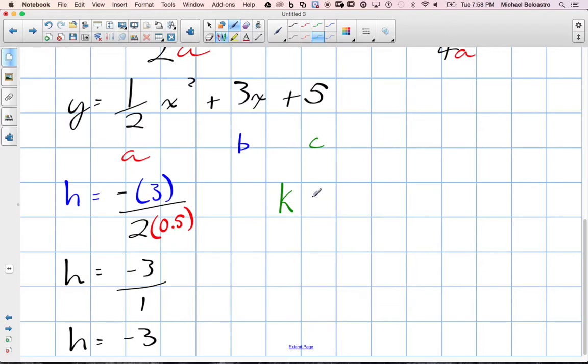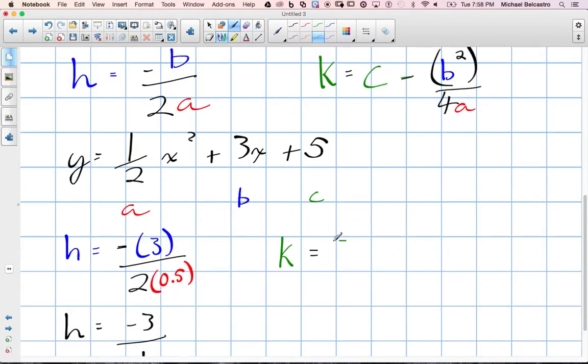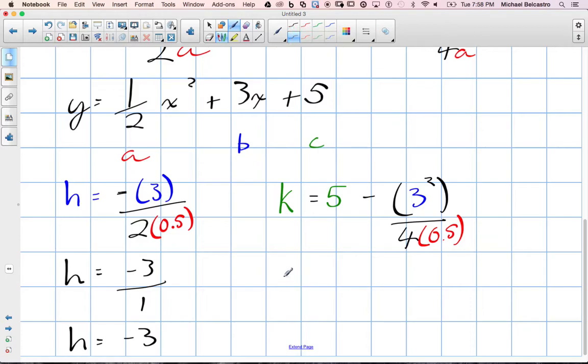K value. A little more complex of a formula. K is equal to the C value. So what's the C value here? 5. Okay, so it's 5. Subtract. What was the B value again? 3. Yeah, so 3 squared, divided by 4 times, and what was the A value? 0.5. Okay. This one's a little harder to calculate, but again, we can probably make do.